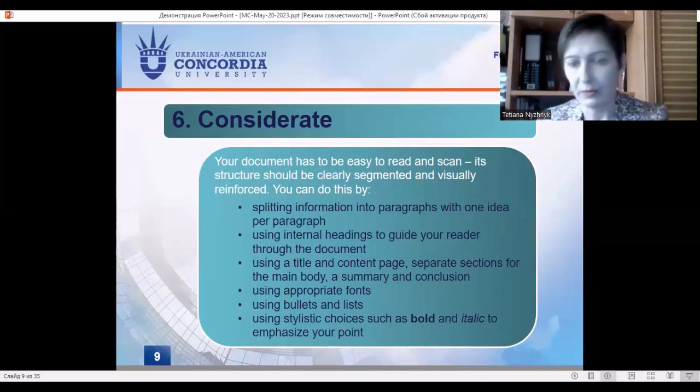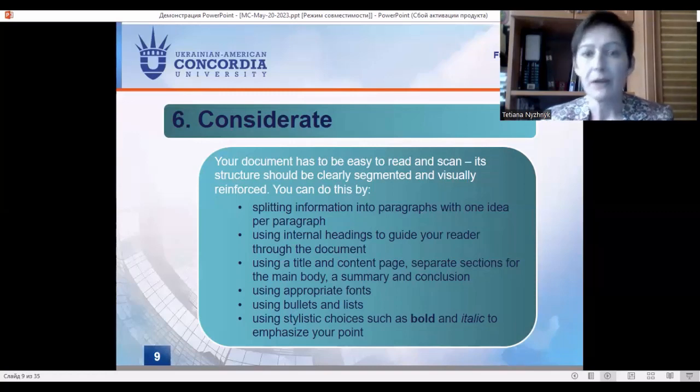Different documents, different formats. Requirements to layouts, of course, will vary from document to document, but actually, there are types of documents that are easily recognizable at the first glance. Now, how can you do it? Split the information into paragraphs, one idea per paragraph to be concise. Then you can use headings and subheadings to help the reader see the different parts of the text.